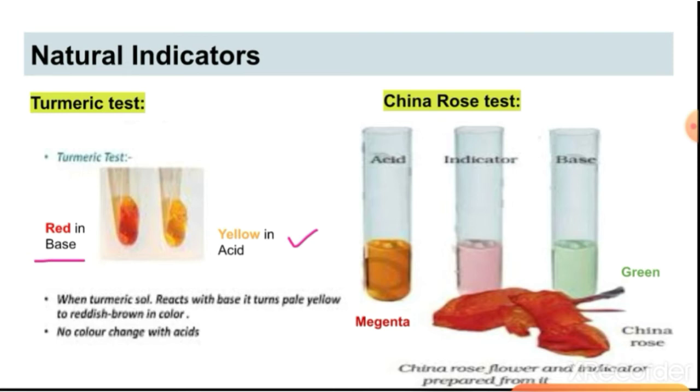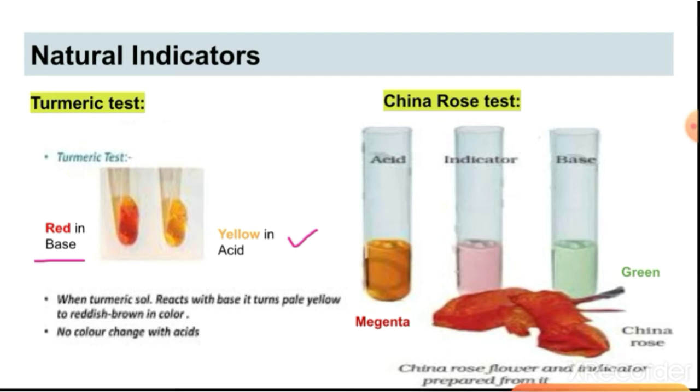You must have seen that sometimes we get a stain of turmeric on our shirts, and when we rub soap on it, that turmeric color changes to red. So this indicates that soap is a base.